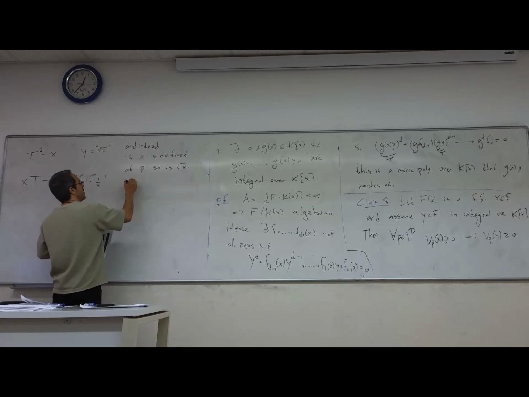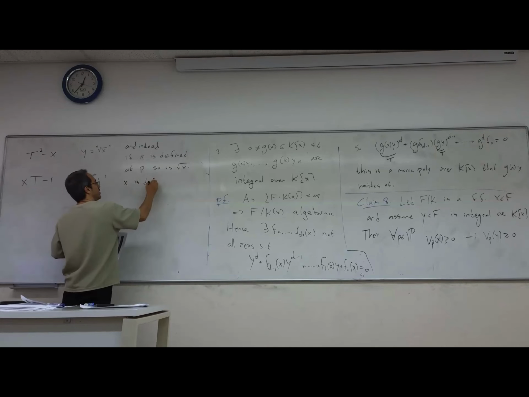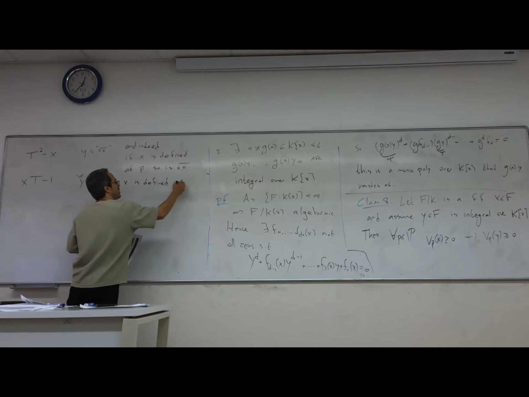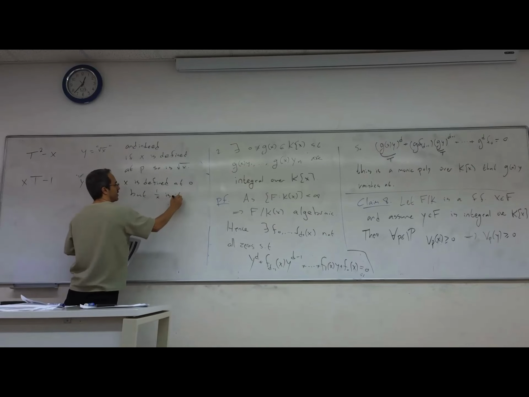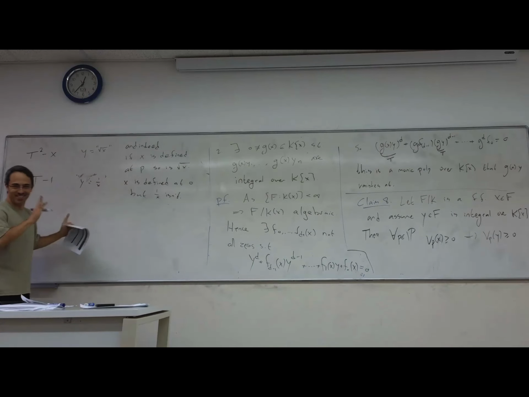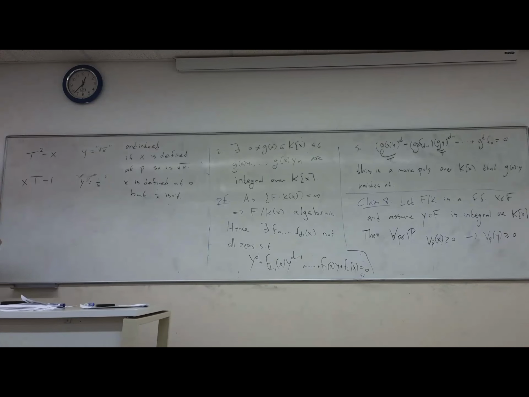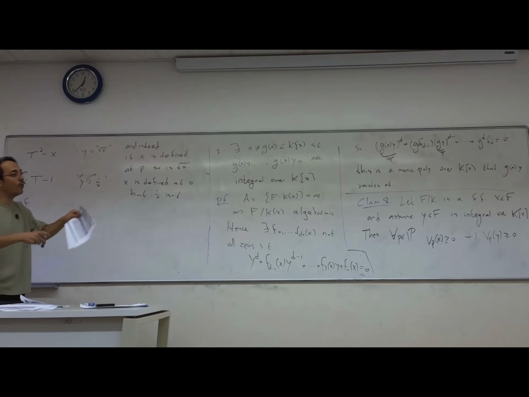So x is defined at 0, but 1 over x isn't. So this claim is tight in this sense. You need integrality. You need this to be monic. There are functions that are not integral, there are more functions.